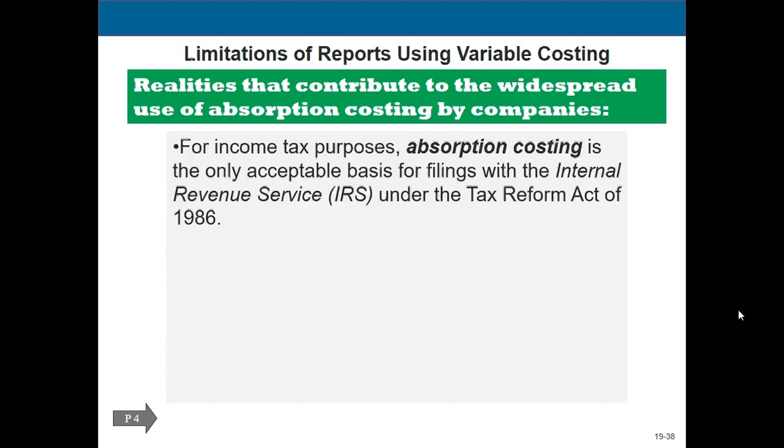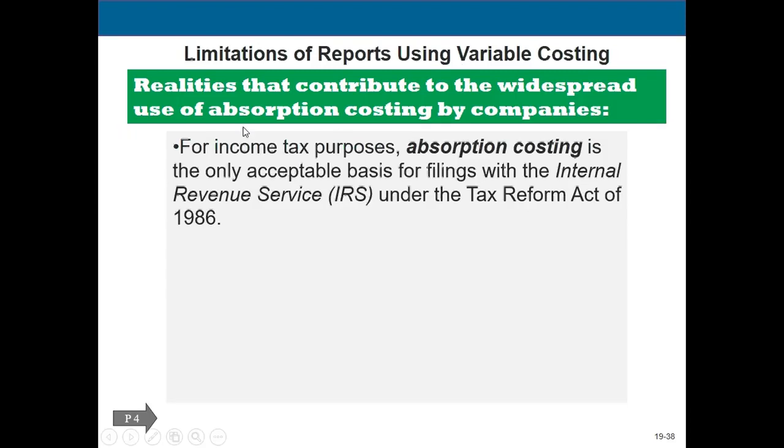Realities that contribute to the widespread use of absorption costing by companies. Here are limitations of reports using variable costing. I'm going to tell you that the limitation of reports using variable costing is management itself. Management doesn't always want you to use variable costing because they want to cheat the system and they want to get a good bonus, and they're going to just try to keep throwing stuff in inventory, and it's a shame. You need good accountants in these situations to go in and show management that, hey, this is wrong and this is why. So you've taken my class, now you know you'd be the good accountant for those companies.